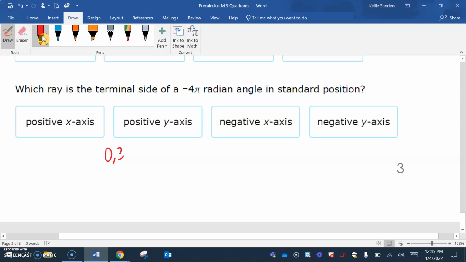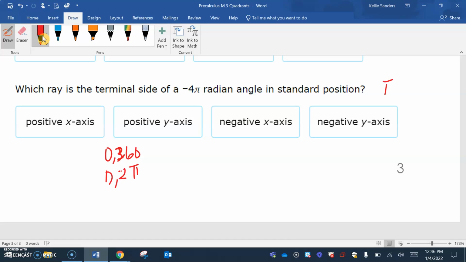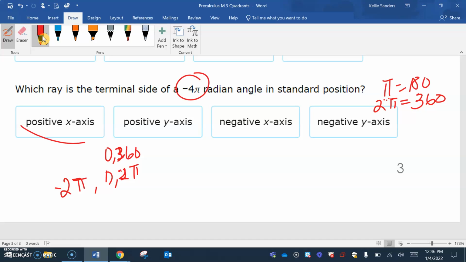Zero, 360, right? 0, 2 pi. Because remember, pi is the same thing as 180. So if we double it, we get 2 pi to get 360. And 2 pi would be the same thing as negative 2 pi. So if this is negative 4 pi, those would be the same. So that'd be the positive x.